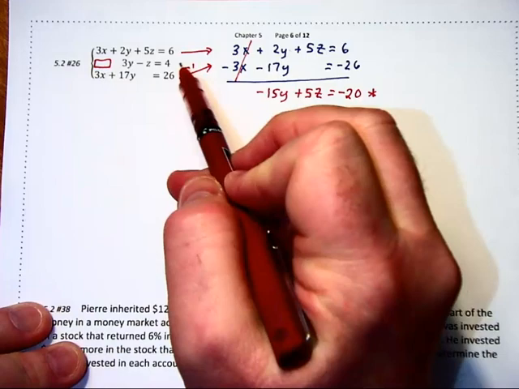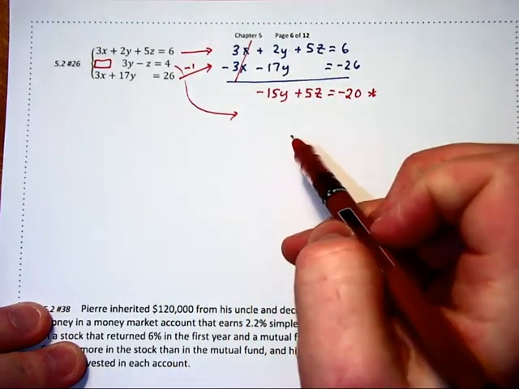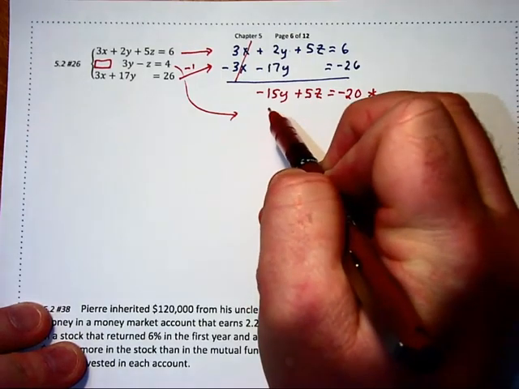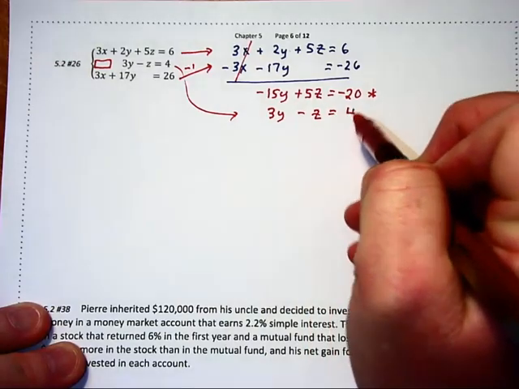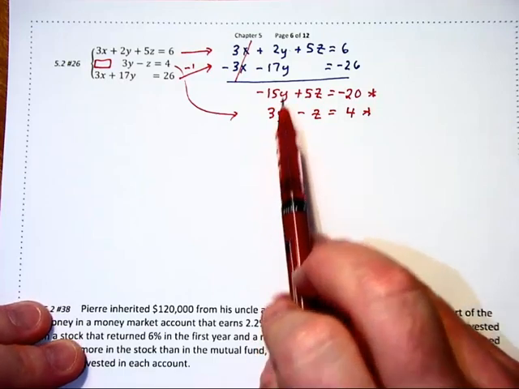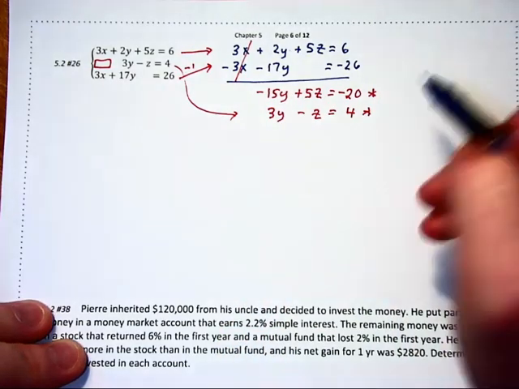We've yet to use this middle equation, so I'm going to slide that down there. We're going to have 3y minus z is equal to 4, and that'll be a second equation that only involves the variables y and z. So now it's time to do something here with this.